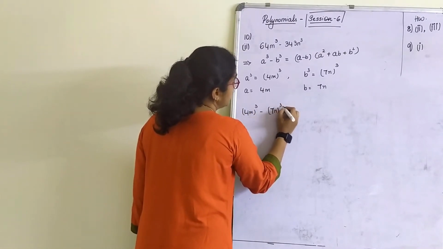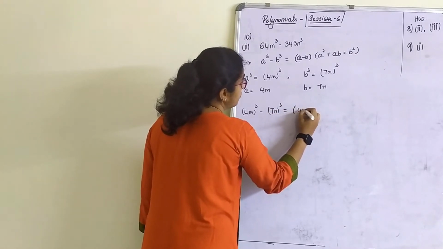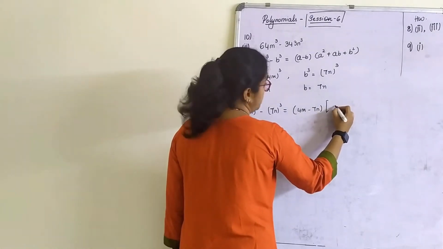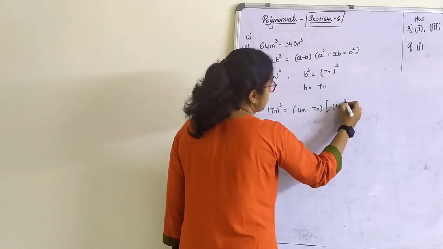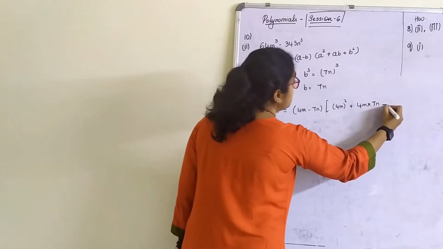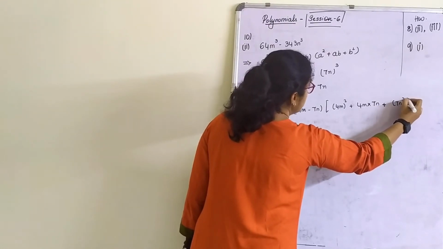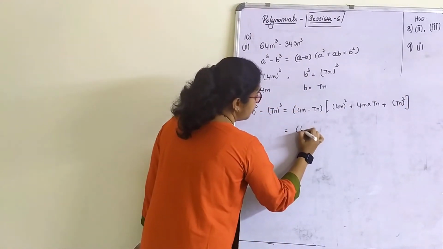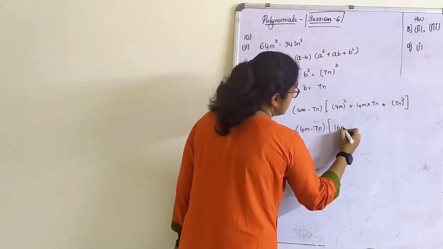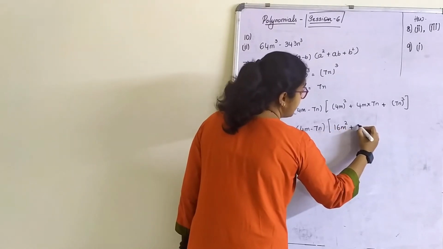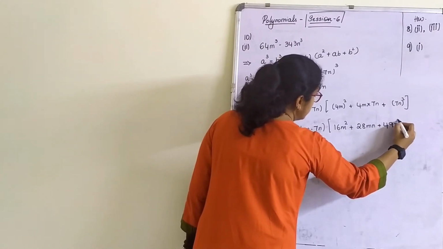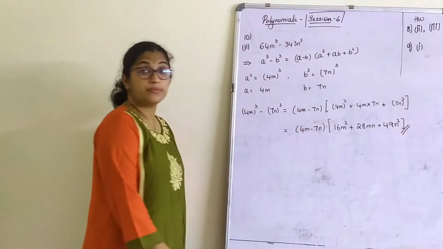So I will write now 4m whole cube minus 7n whole cube is equal to a minus b, 4m minus 7n of a square, 4m whole square plus 4m into 7n plus 7n whole square. So 4m minus 7n of 4 fours are 16m square plus 7 fours are 28mn plus 49n square. This is the answer.